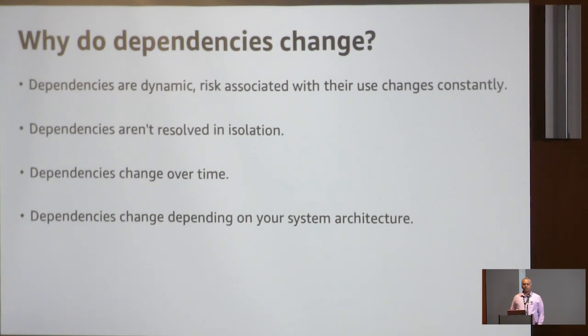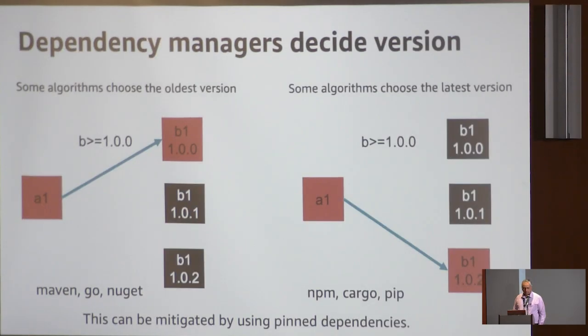Now, these dependencies are not set in stone either. They are dynamic, and risk associated with their use changes constantly. Dependencies aren't resolved in isolation. They are heavily dependent on the system. What time are you building your system? Dependencies also change over time, and they will change according to your system architecture. If you are using, say, Windows or Mac for your build, but your system is running on a Linux machine, then your dependency tree might look completely different.